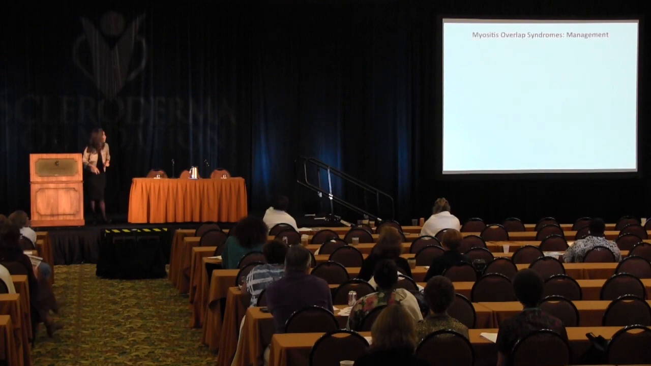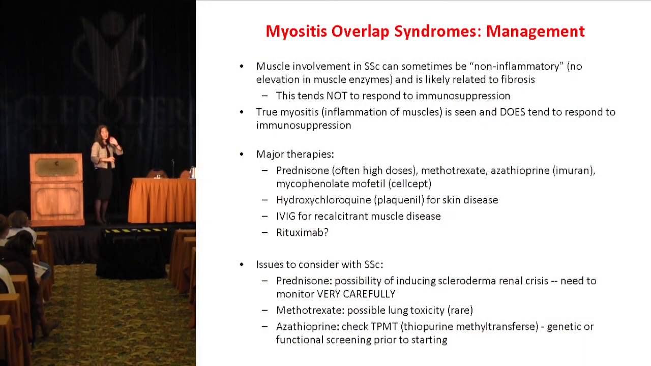Okay, so how do we manage myositis? Well, as I mentioned to you, the muscle involvement in scleroderma can sometimes be non-inflammatory, i.e. there's no elevation in muscle enzymes, and is more likely related to fibrosis. So this tends not to respond to immunosuppression so well. However, true myositis, when you have inflammation of the muscles, is seen and does respond quite well to immunosuppression.